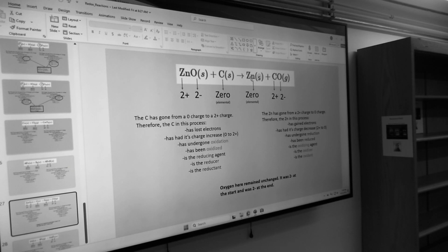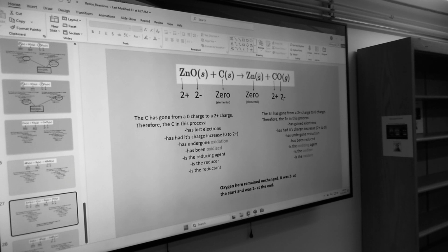Now, if you look on the right side, you have zinc by itself. I guess I had a typo in here, so I had to put an (s) over it. That's why it looks weird. But that's zinc by itself, so its oxidation state here is 0. And if you go over here and go, okay, oxygen is -2, that makes carbon +2. Look at oxygen. Oxygen is -2 on this side, and it's -2 on this side. That means oxygen did not undergo reduction, and it did not undergo oxidation. It really wasn't part of this redox process.